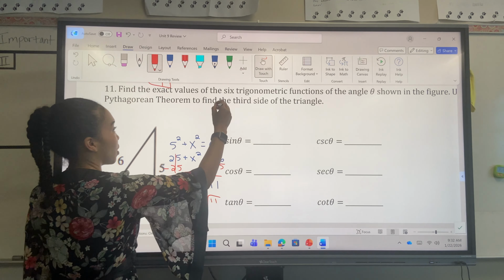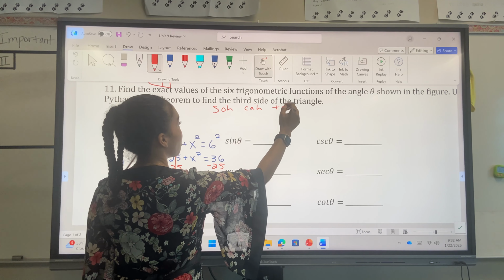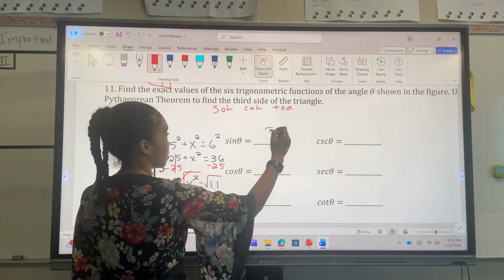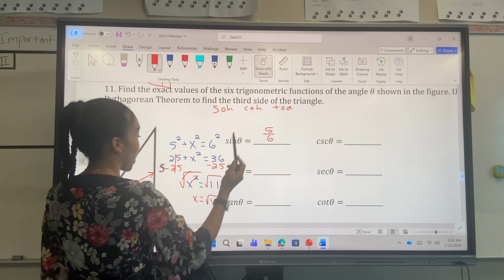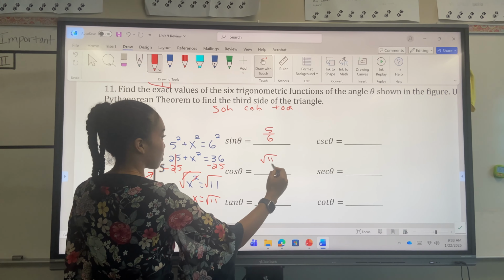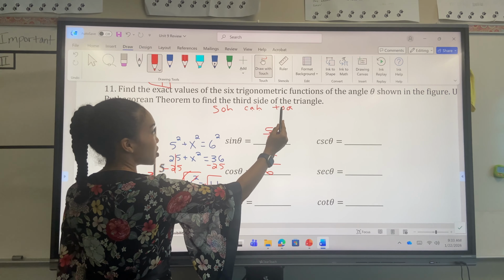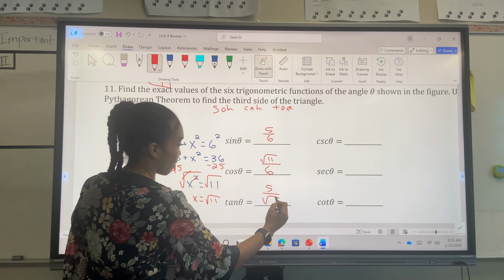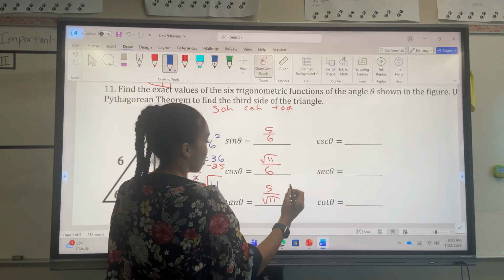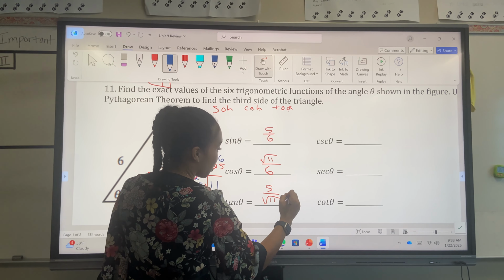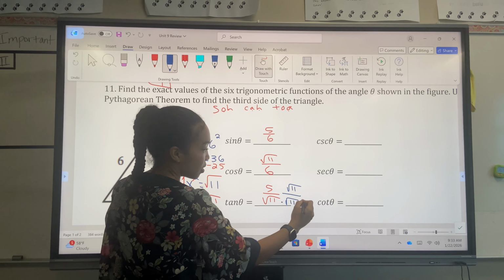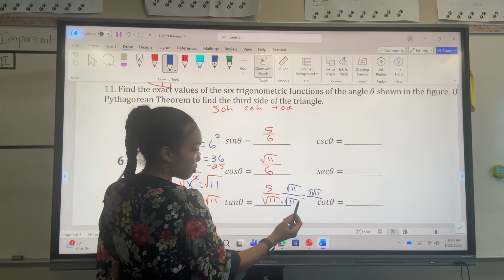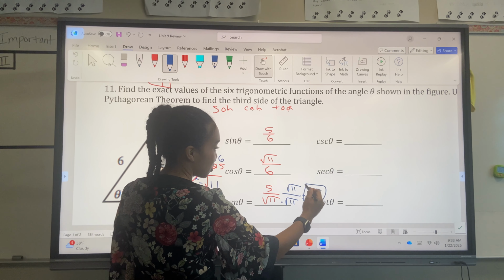So sine, I'll write SOHCAHTOA. Sine is opposite over the hypotenuse. So opposite is 5, the hypotenuse is 6. Cosine is adjacent over the hypotenuse. This is the adjacent side, and your hypotenuse is 6. Tangent is opposite over adjacent. Opposite is 5, your adjacent is square root of 11. However, you cannot leave a square root in the denominator. So multiply by a ratio of 1. This becomes 5 square root of 11 over 11, because a square root multiplied by itself is just the number underneath the square root. So this is tangent.